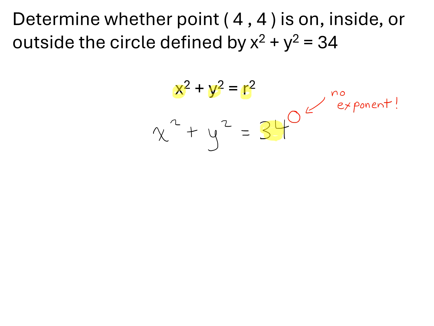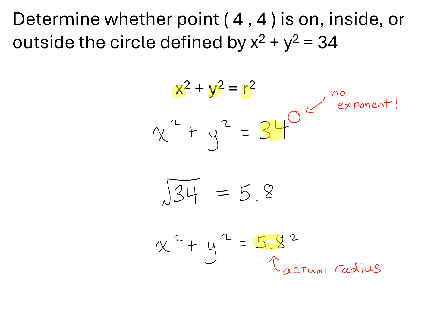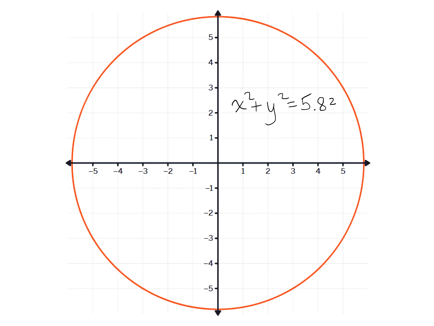So let's work backwards to find the original radius. Since our original radius has already been squared to give 34, if I take the number 34 and square root it, that should take us back to the original radius, which is around 5.8 units. That means the equation of the circle is x squared plus y squared equals 5.8 squared, meaning 5.8 is our actual radius, not 34. Let's make a sketch of our circle.